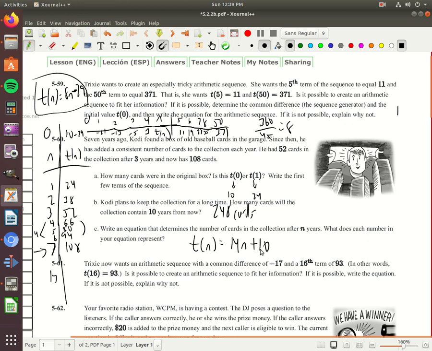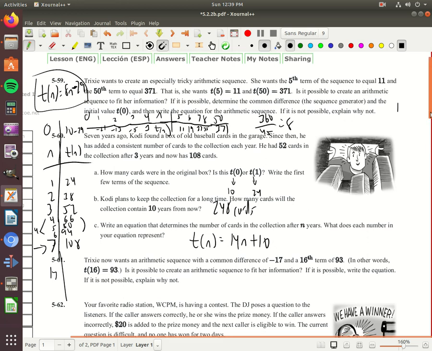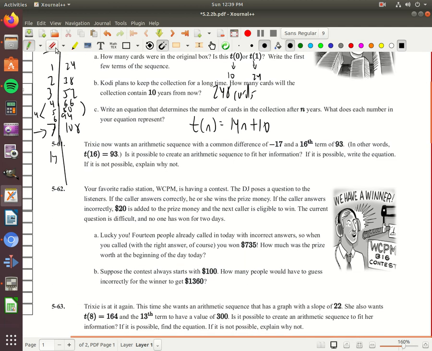Anyways, what does this mean? It means there's 10 cards in the original box, and he adds 14 cards a year, is what that means. All right, 561.